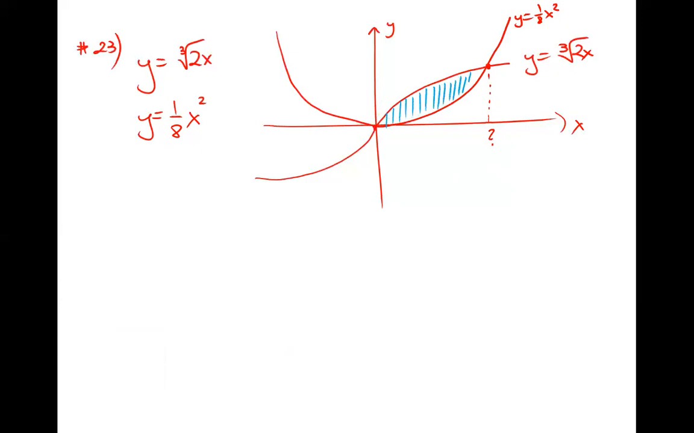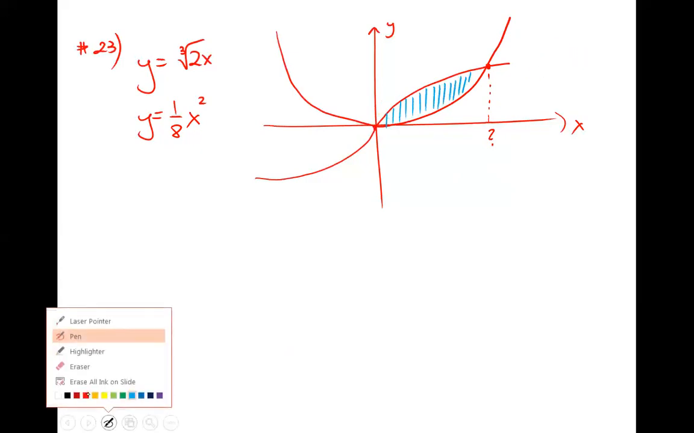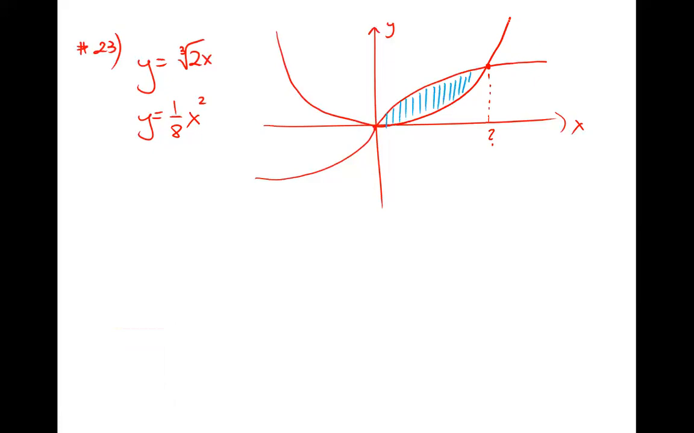Oh, one second. Question 23 has the limits. We do have a vertical limit. That means, let me correct this. I didn't realize, because we have to take this function from 0 to 6. That means x is from 0 to 6. I believe the 6 is here. But we still have to find this point of the intersection, because we will have two integrals.